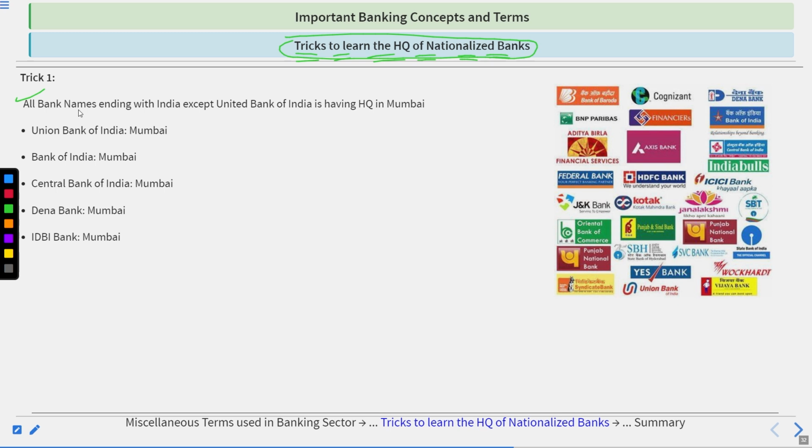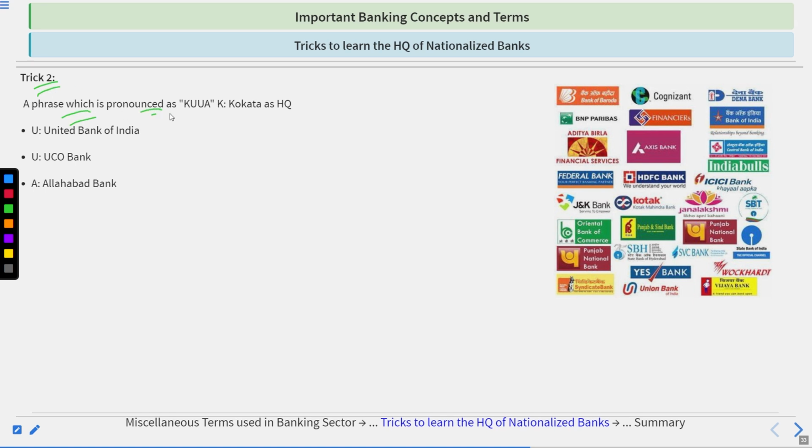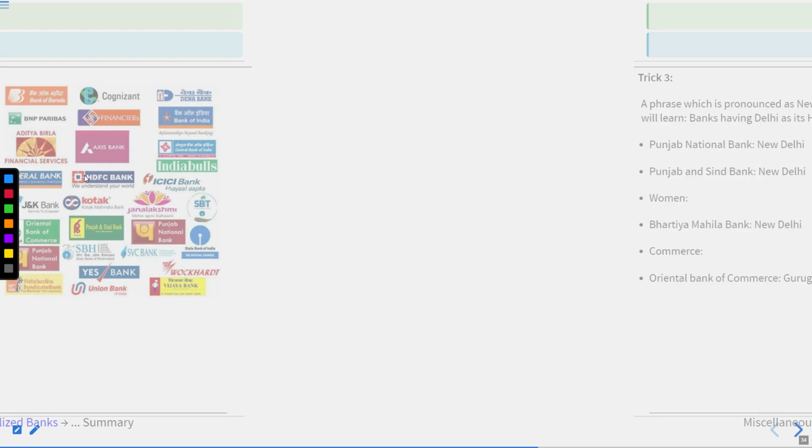Trick 1: All banks with names ending in India, except United Bank of India, have their headquarters in Mumbai. Like Union Bank of India, Mumbai; Bank of India, Mumbai; Central Bank of India, Mumbai; Dena Bank, Mumbai; IDBI Bank, Mumbai. Trick 2: a phrase pronounced as KUA, K for Kolkata as headquarters: United Bank of India, UCO Bank and Allahabad Bank.